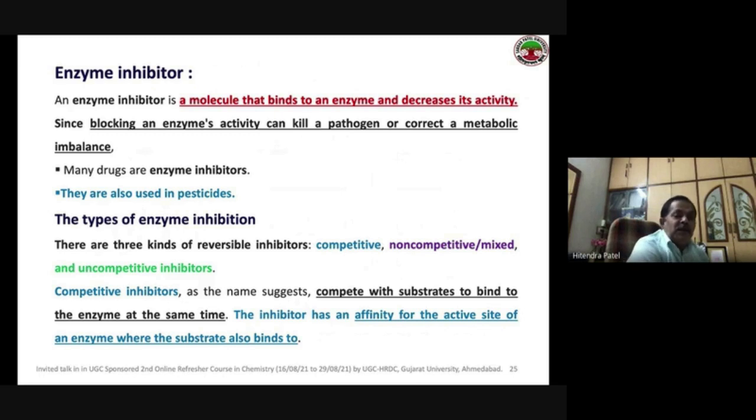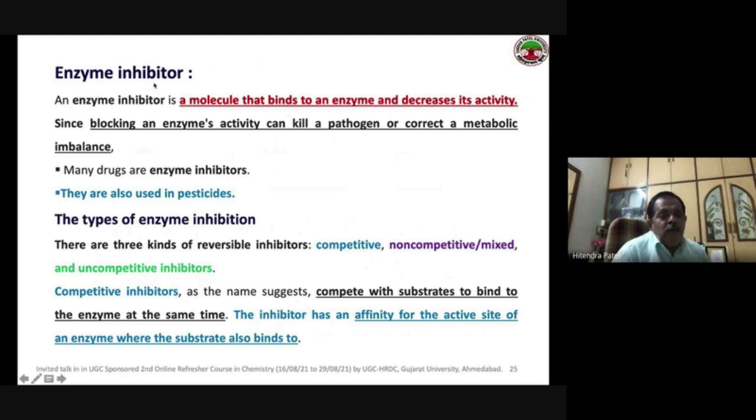Now enzyme inhibitors, another important term. An enzyme inhibitor is a molecule that binds to the enzyme and then decreases its activity, right? That means a drug molecule or any other organic molecule that binds together with the enzyme, and it decreases its activity. Blocking an enzyme's activity can kill a pathogen or correct a metabolism imbalance. Many drugs are enzyme inhibitors. They are also used in pesticides.